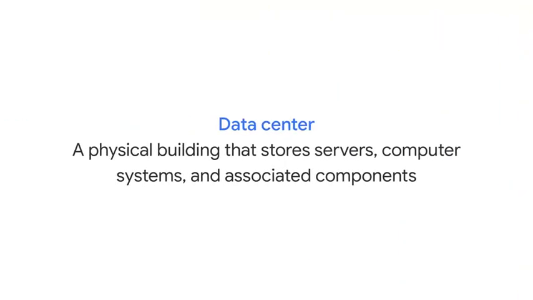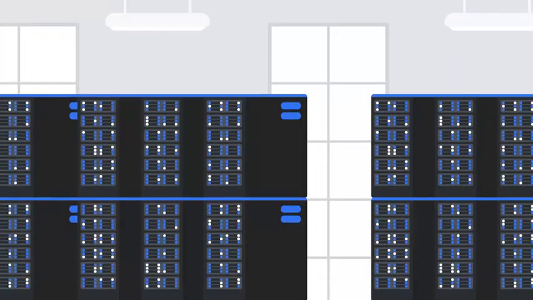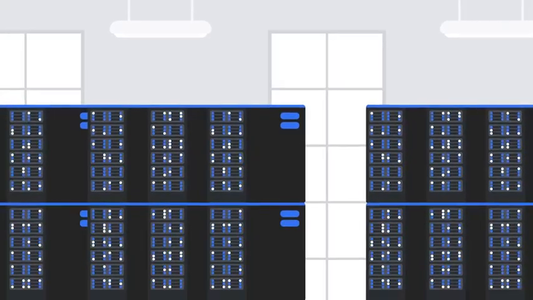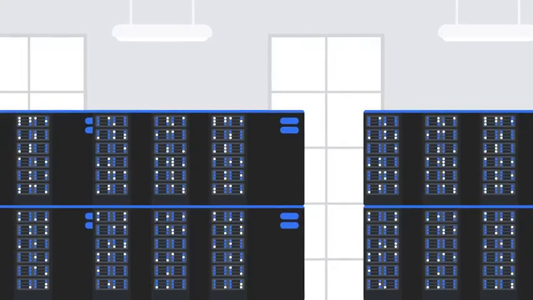And these providers store cloud resources in data centers. A data center is a physical building that stores servers, computer systems, and associated components, creating a centralized location for vast amounts of data. The servers within data centers provide computing power to the cloud. Cables connect the machines, which then link up to other data centers in the area.